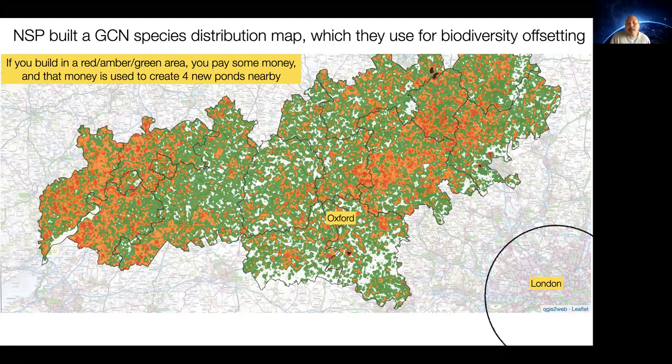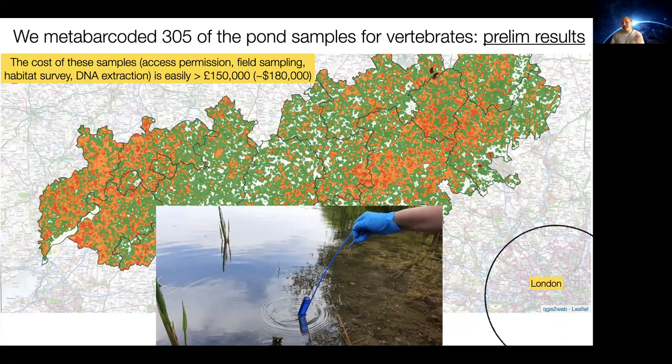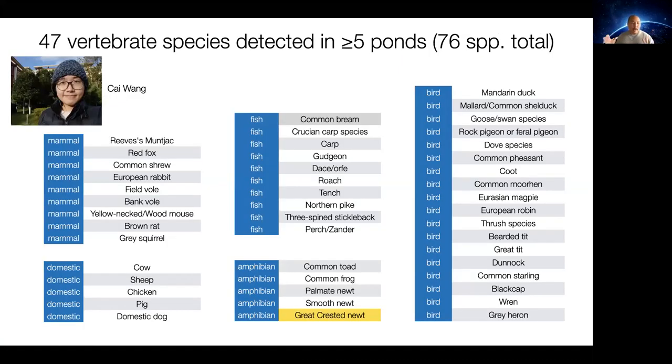And those samples were sitting in freezers, and we thought, can we metabarcode them? Could you give them to us, right? And so they gave them to us, and there was DNA left over for about 300 or so, and we managed to get metabarcoding data out of these things. So basically, we got a couple $100,000 worth of samples for free. And my PhD student, Taiwan, ran through the metabarcoding pipeline, got about 76 species of vertebrates, of which 47 are found in 5 ponds or more, so we can model them, including the great crested newt.